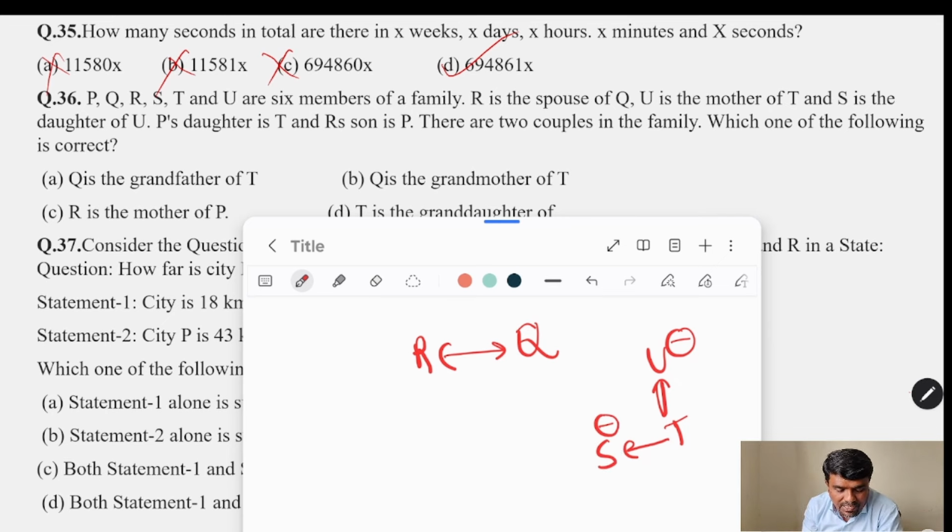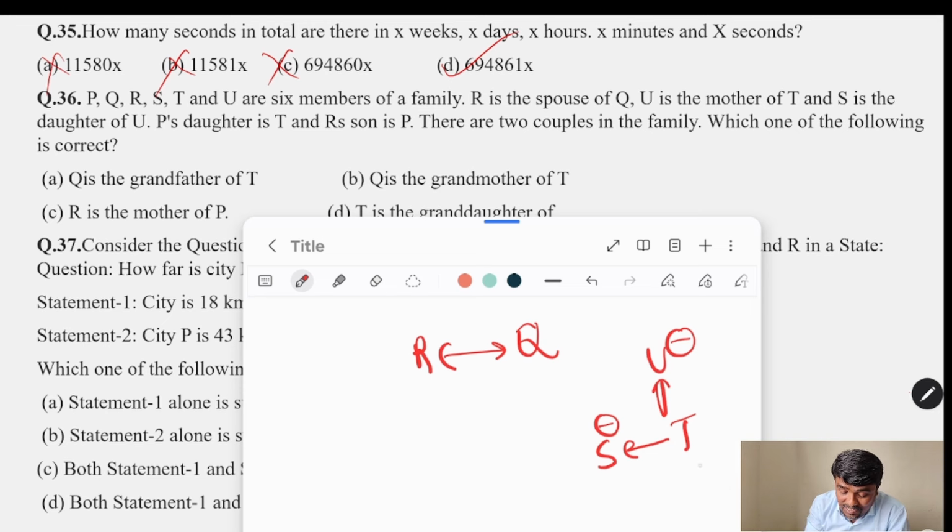P is the daughter of T. And R's son is P. Oh, sorry. Here I got confused. This is T. Up to here it's correct only.